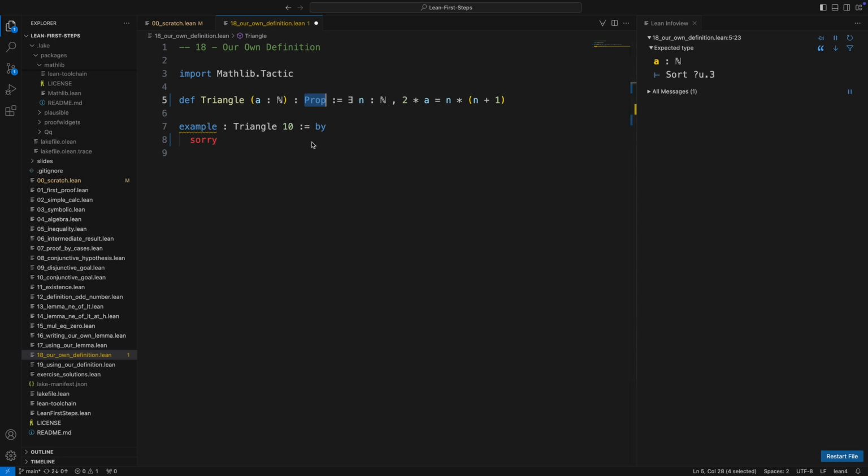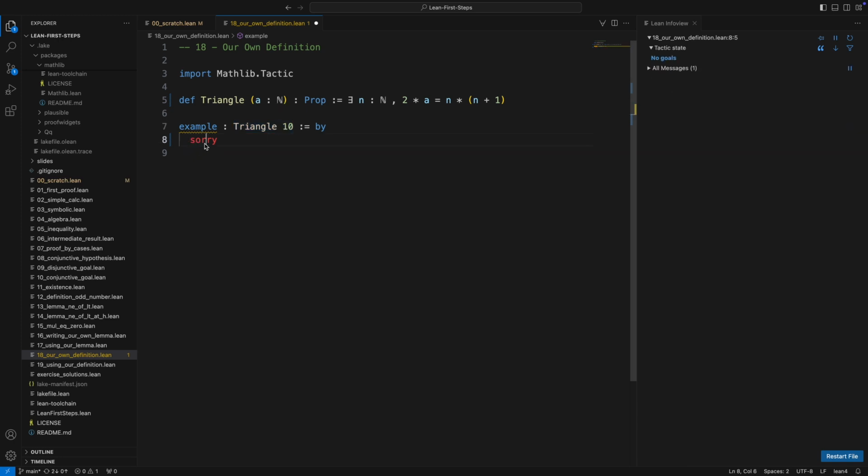It's always a good idea to provide a minimal example to illustrate using your lemmas or your definitions. So here's a minimal example, which is to prove that 10 is indeed a triangle number. So we've made a proposition, triangle 10. That's a proposition. Remember, it's not the 10th triangle number. This should be read as 10 is a triangle number.